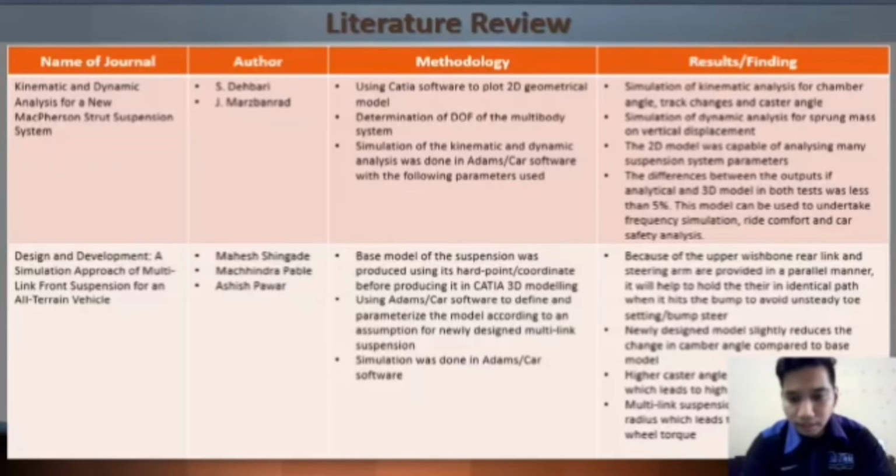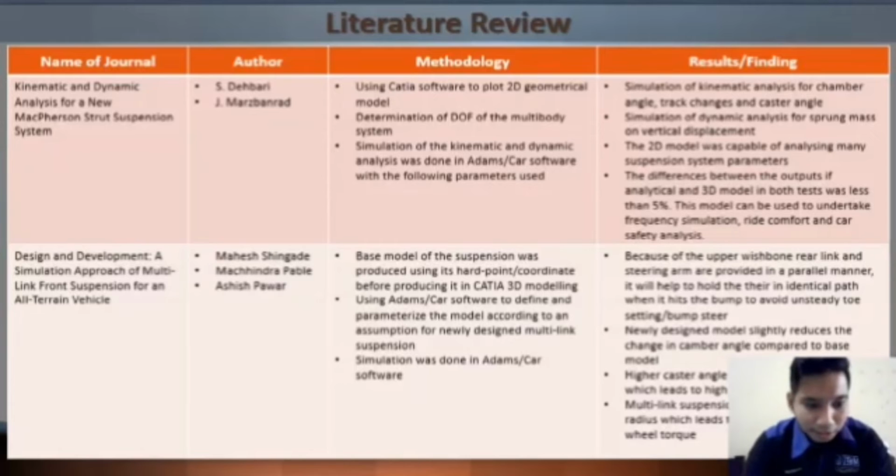So the finding is the simulation of the kinematic analysis is used to find the camber angle, the track change, and the caster angle. The difference between the simulation and the model is less than 5%, so this model is good to use.